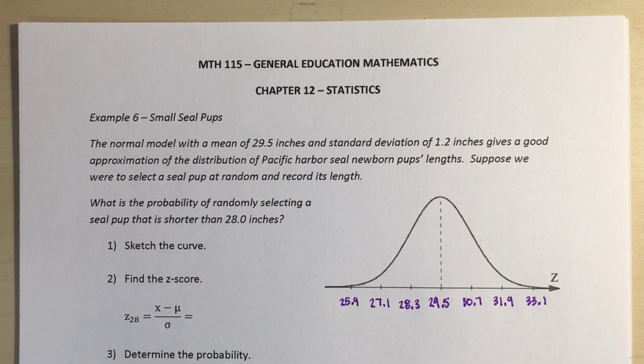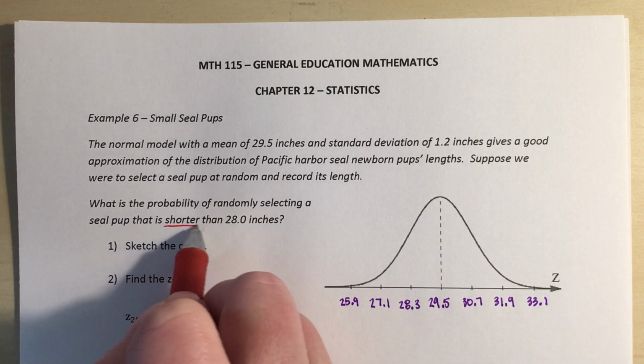Right, so we're going to do two more examples for section 12.5, just kind of reviewing our probabilities. So the normal model with a mean of 29.5 inches and a standard deviation of 1.2 inches gives a good approximation of the distribution of Pacific Harbor seal newborn pups' lengths. Suppose we were to select a seal pup at random and record its length. What is the probability of randomly selecting a seal pup that is shorter than 28.0 inches?